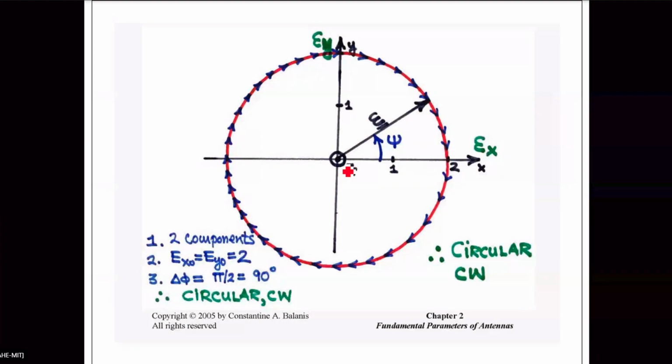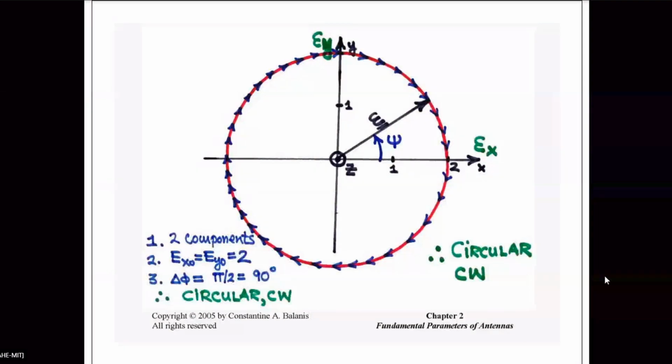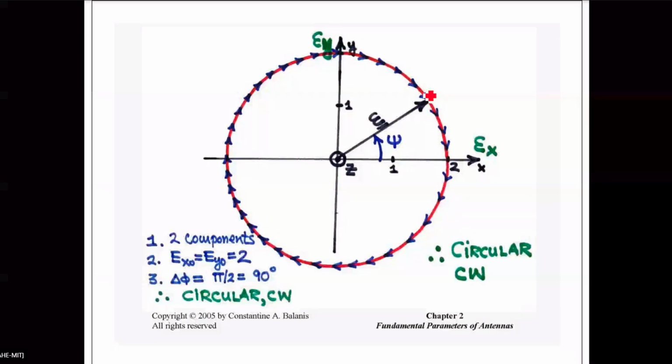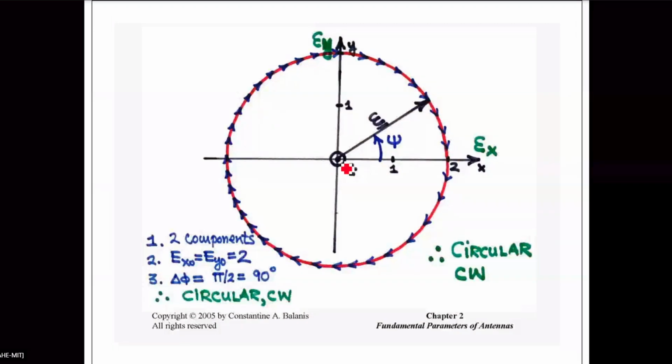What we do is, here we keep z fixed, z is equal to constant. This is the z is equal to constant plane. We plot the electric field as a function of time at different instants of time. So this is the trace of the electric field at different instances of time.